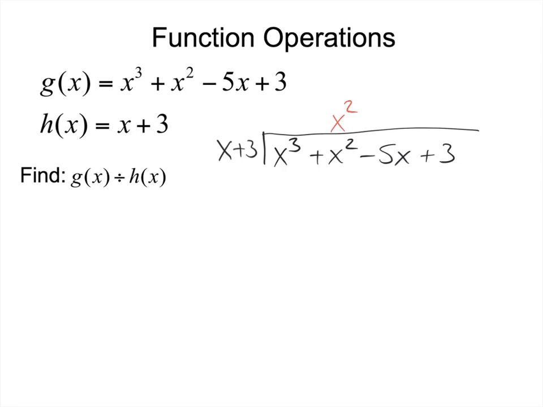And then I go, okay, so x squared times x gives you x cubed. So over here, real quick, what is x squared times x plus 3? What is this times this? I'm going to find it real quick and write it underneath here. So x squared times x plus 3 is x cubed plus 3x squared.